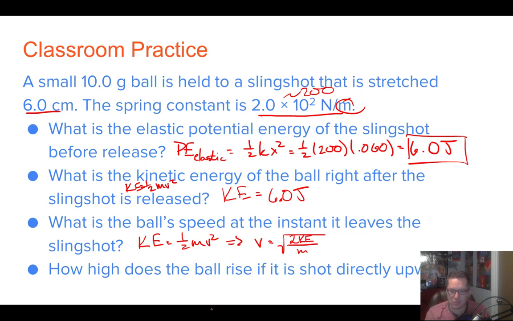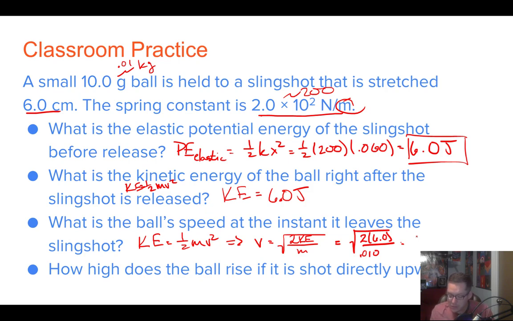Did I do all that right? So multiply by 2, divide by m, and then take the square root. So it'd be the square root of 2 times our kinetic energy, which is 6, divided by the mass of our ball, which is 10 grams. But let's think about this for a second. Don't get fouled up. Remember, the SI unit for grams is kilograms, right? So we've got to move it over 3 decimals, so this would be 0.01 kilograms. So we take 12 divided by 0.01, and we take the square root of that.